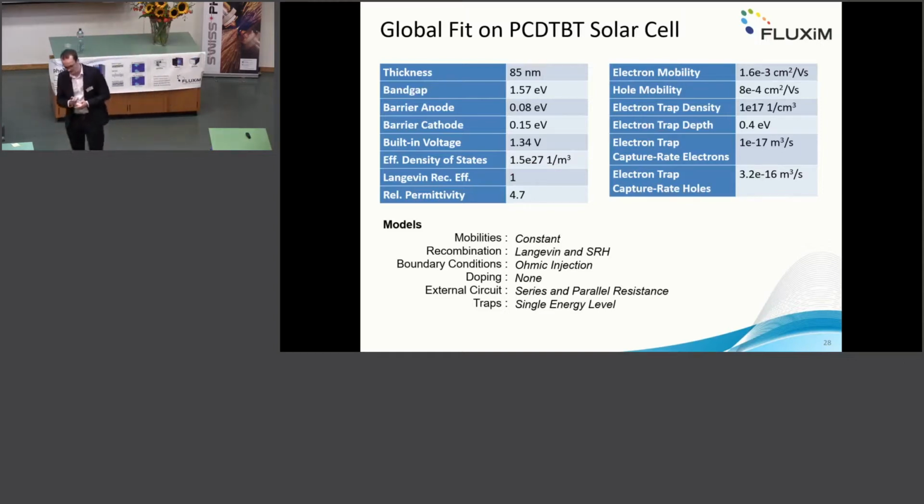What's interesting here is that we actually have quite a simple model. We use constant mobilities, we use single, discrete energy levels for the traps and also for the transport. There is no doping, there's ohmic injection, and to me, I was a bit surprised to simulate a full system with such easy assumptions.